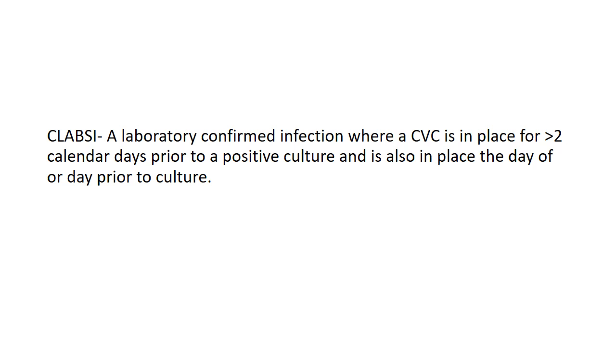So the main thing is that the patient's central line is there for more than 48 hours, like the VAP. That is, in VAP also it should be more than 48 hours. Here also it is more than 48 hours or more than 2 days. The central line should be there, and the central line sample is positive, along with that the peripheral blood sample is also positive. Then we can say that the patient has developed central line associated bloodstream infection.